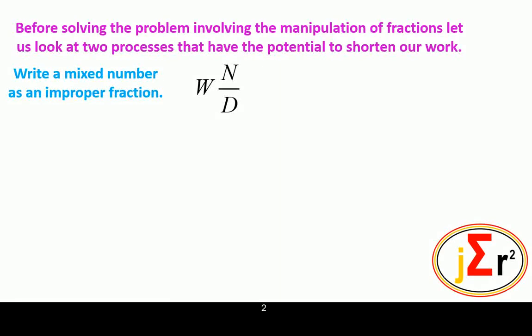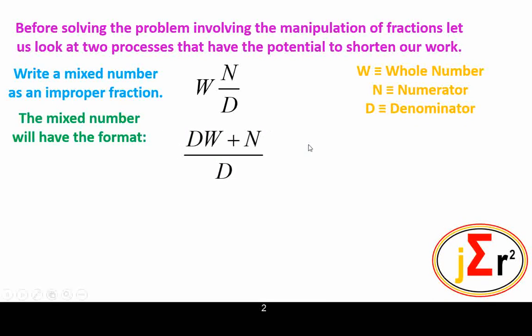The first one is to write a mixed number as an improper fraction. How do we do that? Well, we have a format that we're going to be using, but let us identify W as the whole number, D as the denominator, and N as the numerator. The mixed number will have the format, and we have the format right there.